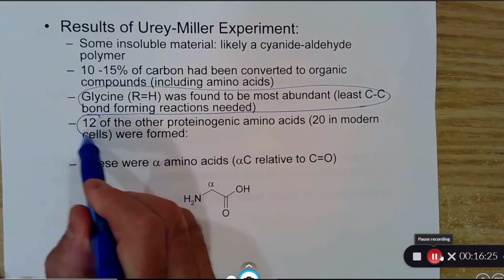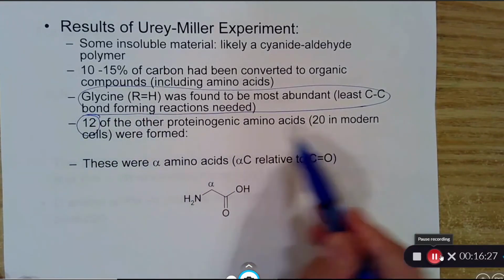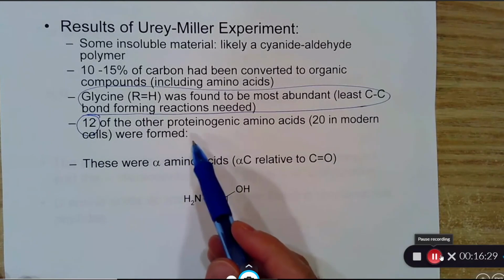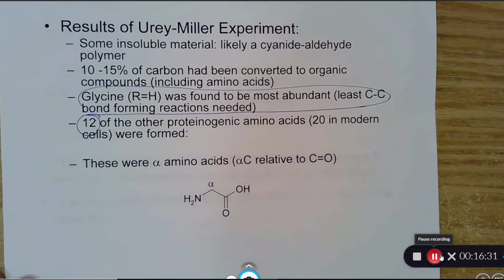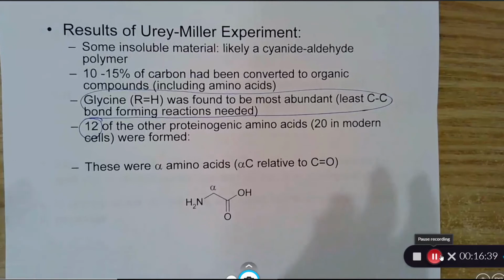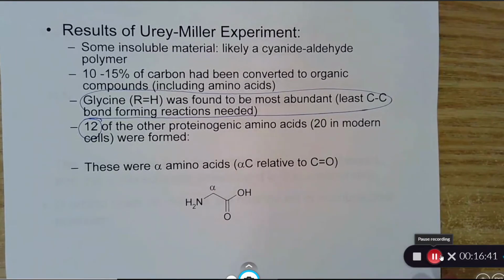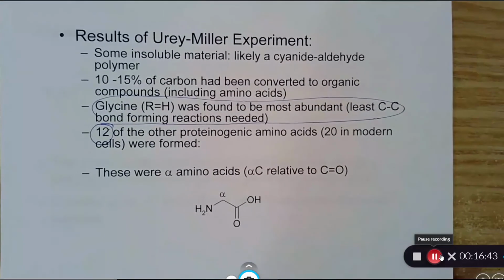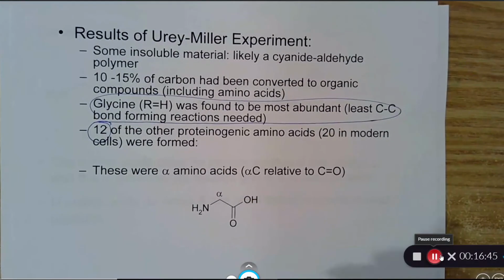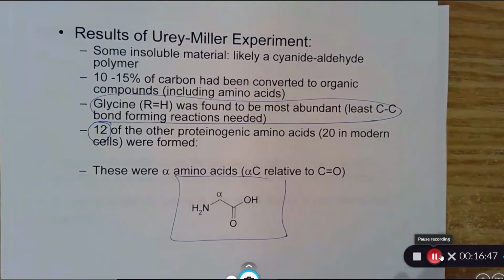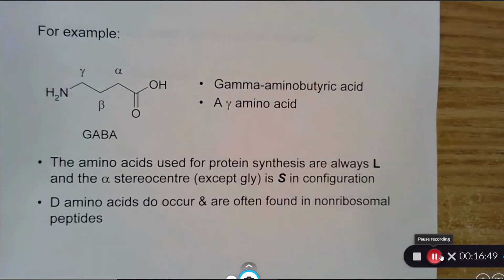But of the 20 amino acids that we know in modern cells, 12 of the other proteinogenic amino acids were formed. And that's pretty impressive when you're considering an apparatus that probably didn't meet the standards of safety and basically took these very simple compressed gases and heated them up and added electrical discharges to them. And as you know, these were called alpha amino acids.